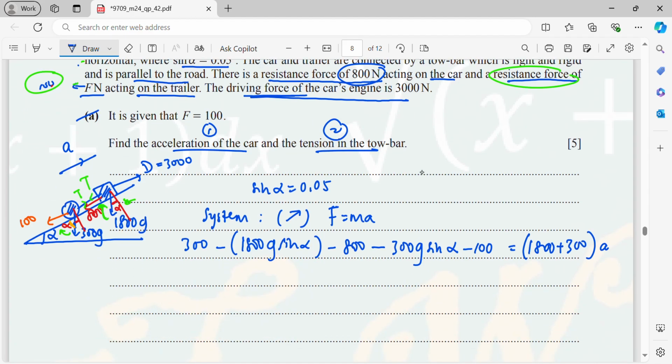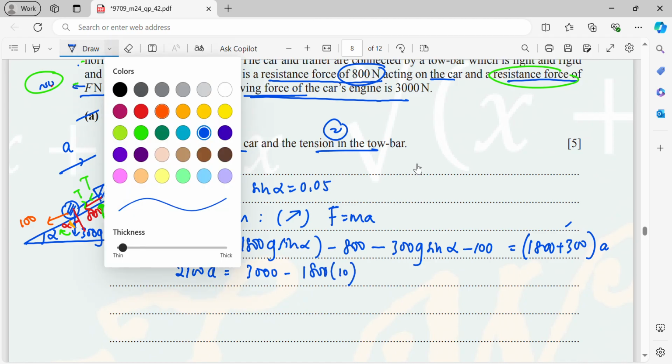So this is 3000, the D. 1800 plus 300 is 2100. So I will rewrite: 2100a equals 3000 minus 1800, where g is replaced by 10.